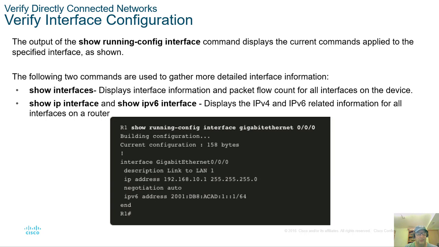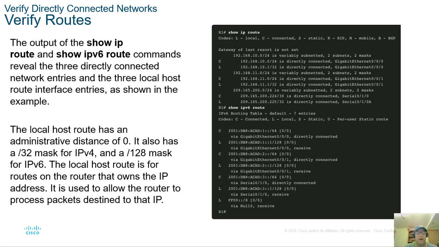I don't think anything super exciting. Show run, we know that. Show IP route, you're familiar with those. Just a quick thing on show IP route. Show IP route is going to show your IPv4 routing table. Show IPv6 route is going to show you your IPv6 routing table. And you can see here on this particular slide, they do have a bunch of C's and L's, and you'll notice that the C's are the connected networks.